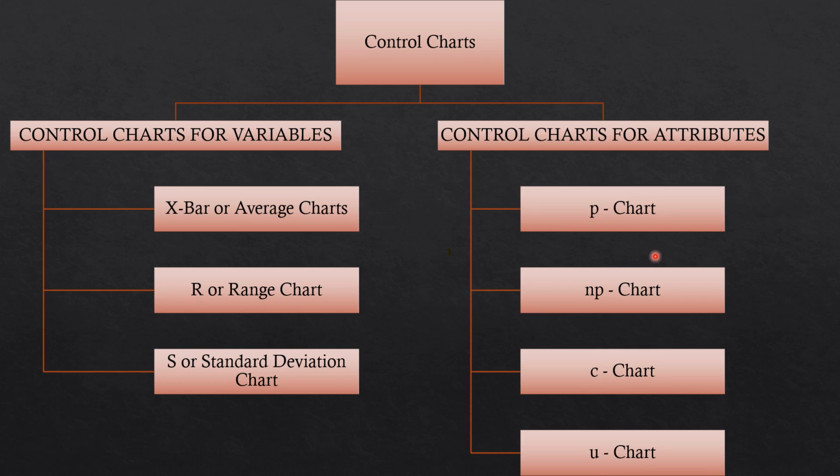Now the P chart is for the fraction rejected as non-conforming to specification, and the NP chart is the control chart for the number of non-conforming items. Now the C chart is for the number of non-conformities, and the U chart is for the number of non-conformities per unit.